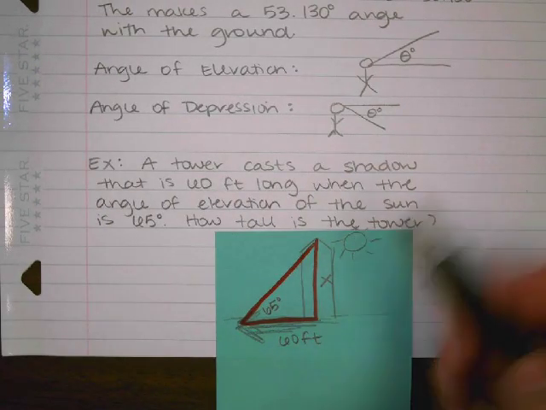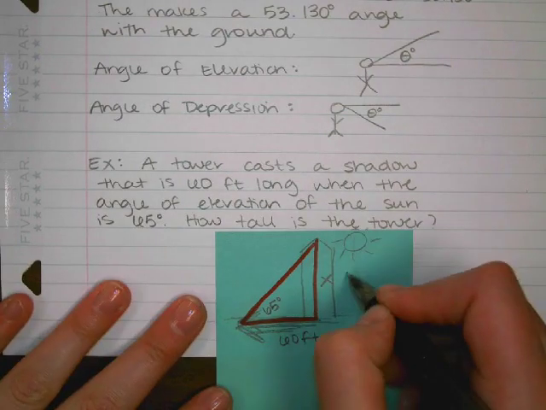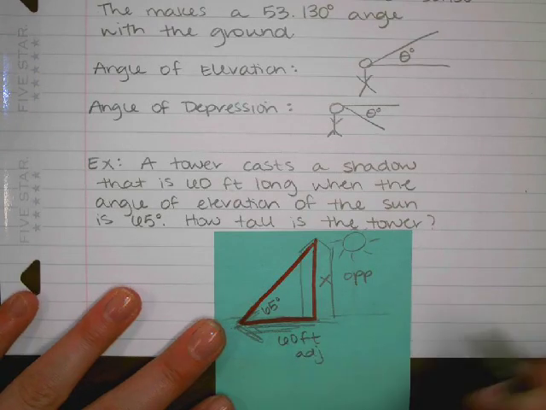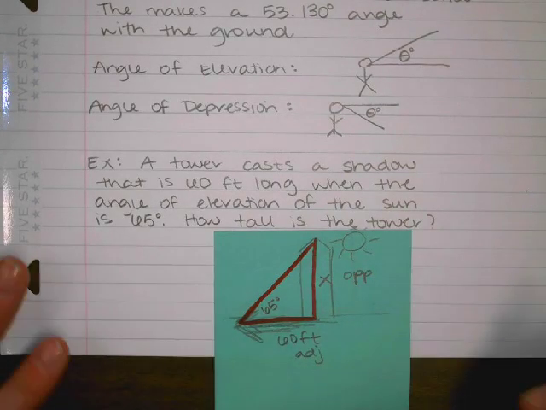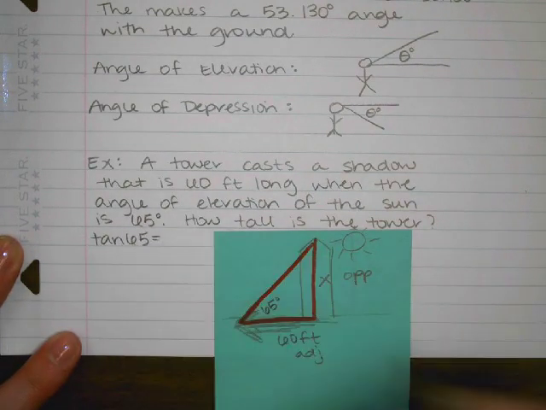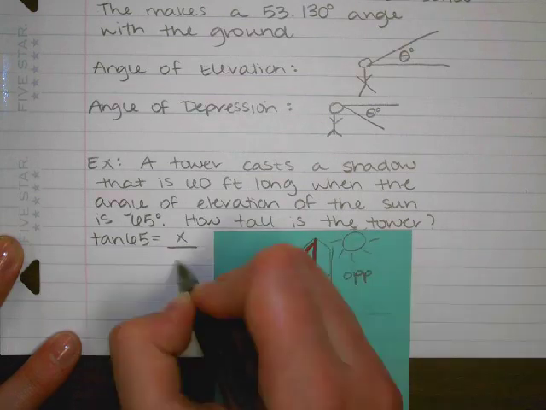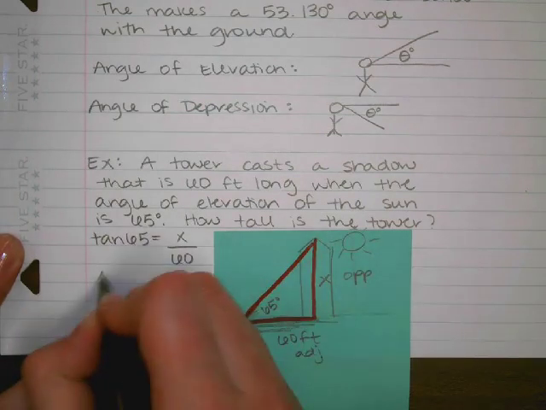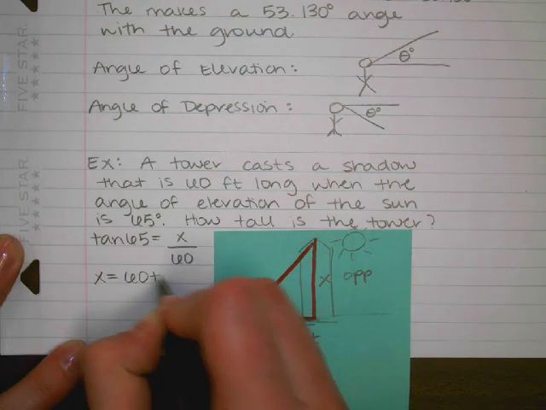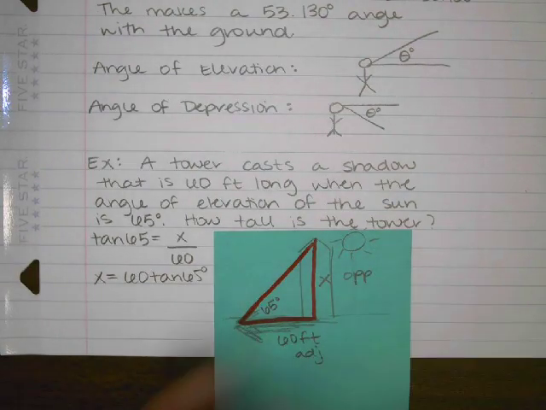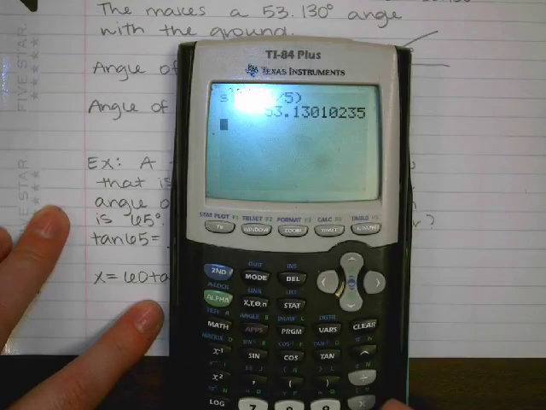So now we have to think about, if this is the angle, that would make this the opposite side, and that would make this the adjacent side. And so that means that the trig ratio that we're going to use is going to be tan. So tan of 65 equals opposite, which is x, over adjacent, which is 60. And then to solve for x, I'm just going to multiply the 60 to the other side. So I'm going to say x is 60 times tan 65. But no one's going to answer a question about how tall is the tower and say the tower is 60 tan 65. So let's go ahead and see what the decimal is.